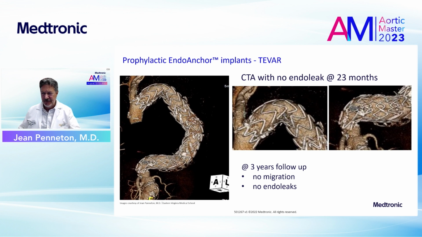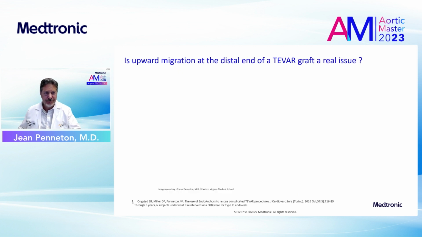So in my mind, it's very clear that for this kind of very challenging anatomy, the only way to really make this durable, prevent migration and prevent a loss of seal is by adding those EndoAnchors, because they add active fixation to an endograft that usually provides the seal only purely by a radial force.